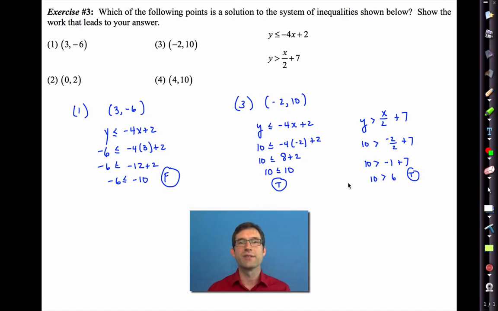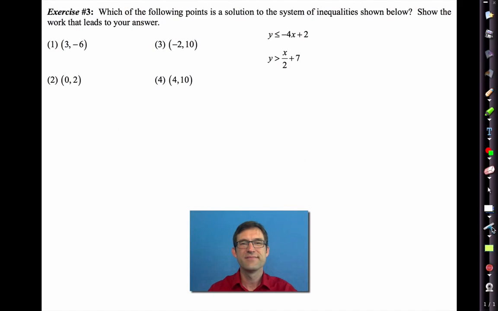The other 2 choices either fail in both of the inequalities or fail in at least one. All right. So pause the video now, write down anything you need to. All right, here we go. Now let's move on to the last problem.